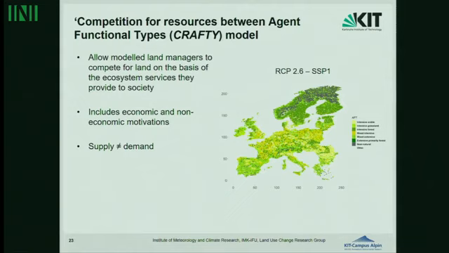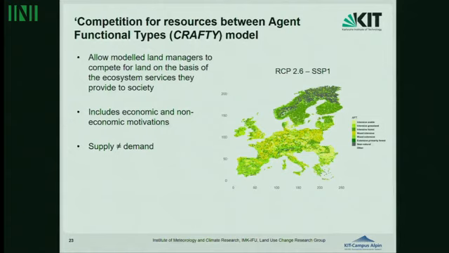So I thought I'd just show a few examples just to finish off from work that I've been involved with. This is a result from an agent-based model of land use change applied to the European land system. The model is called Competition for Resources Between Agent Functional Types. For those of you familiar with the idea of plant functional types, this uses a parallel simplification by which agents, land managers, are grouped according to their environmental requirements and their productive potential, as well as their behavioral characteristics. This is a way of making agent-based modeling more computationally efficient and scalable.